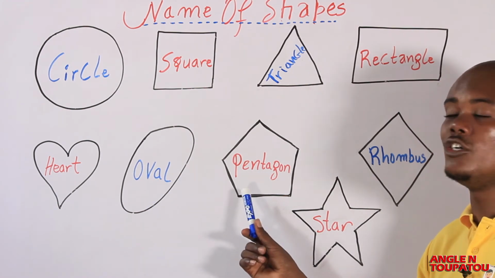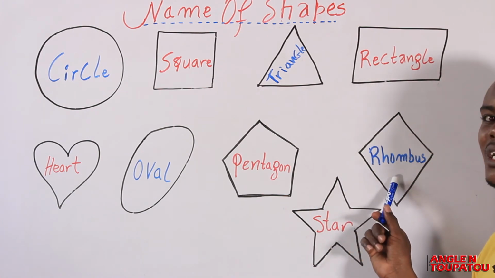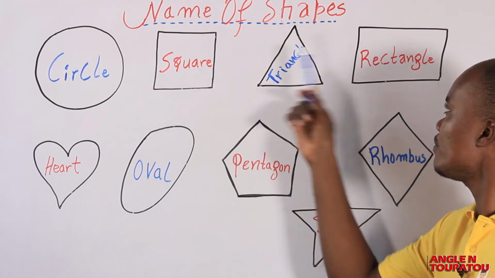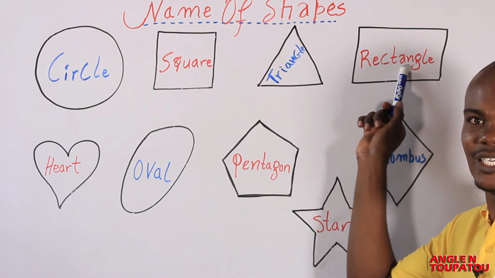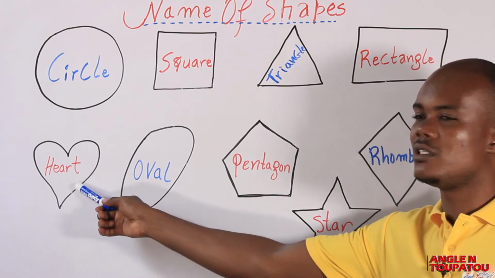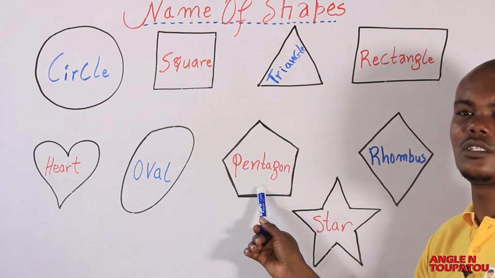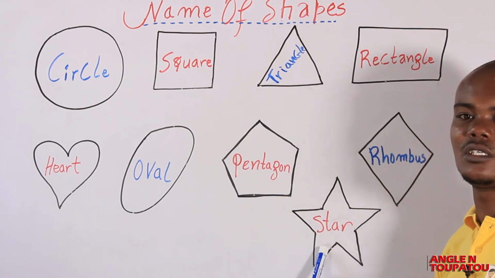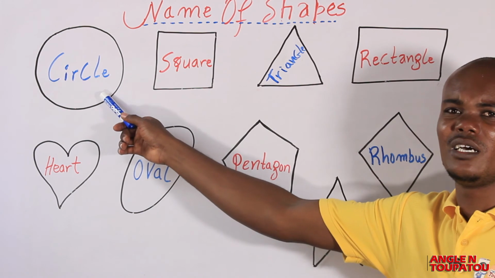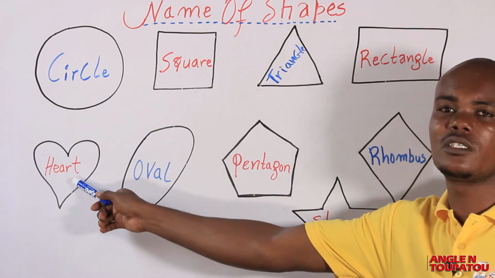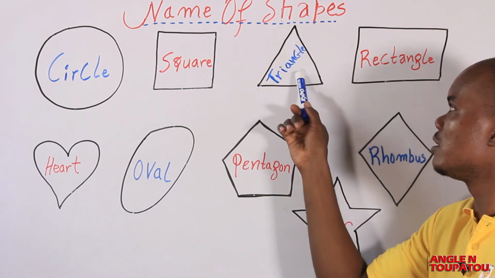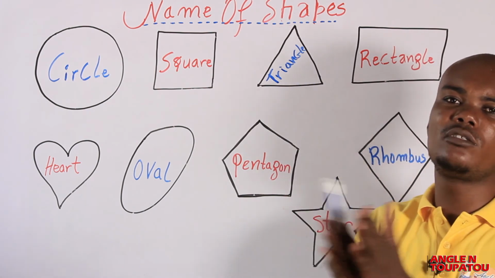It's a pentagon. It's a rhombus. It's a star. What is this? It's a square. What is this? Rectangle. What is this? It's an oval. What is this? It's a heart. What is this? It's a pentagon. What is this? It's a star. What is this? It's a rhombus. What is this? It's a circle. What is this? It's a heart. What is this? It's a rectangle. What is this? It's a triangle. Congratulations, good job.